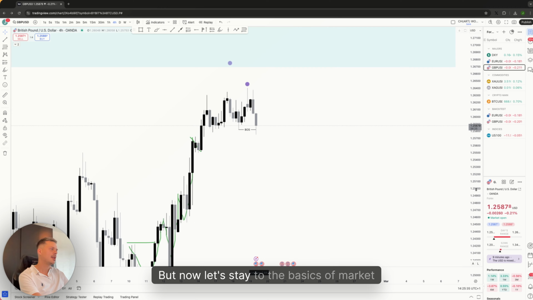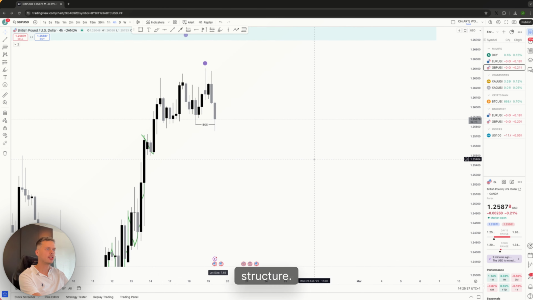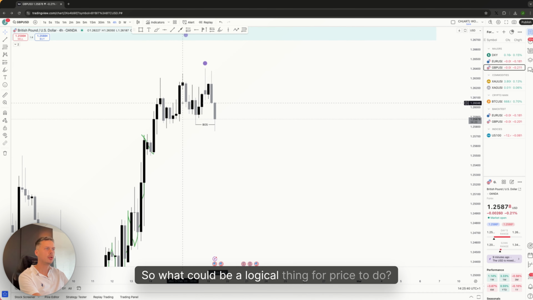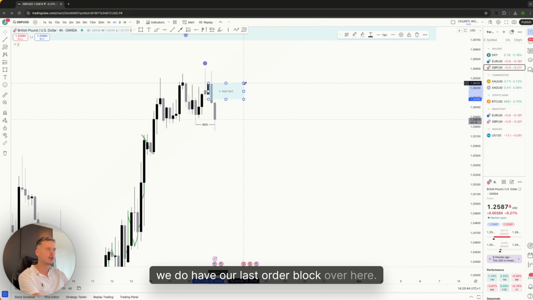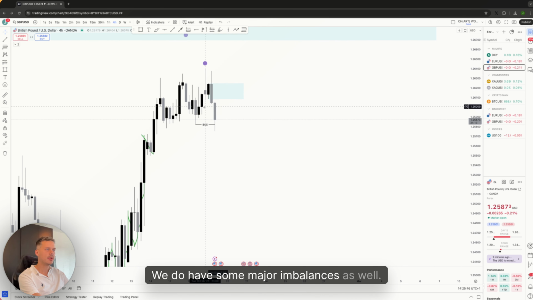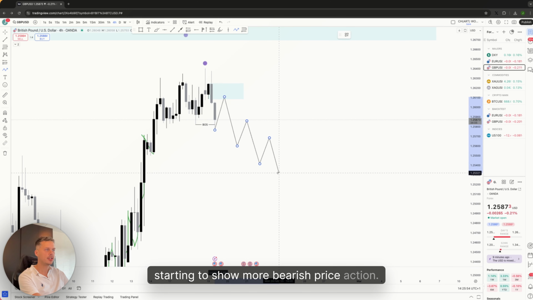But now let's stay with the basics of market structure. So what could be a logical thing for price to do? Well, we do have our last order block over here. We do have some major imbalances as well. So price could easily trade into this area and start to show more bearish price action.